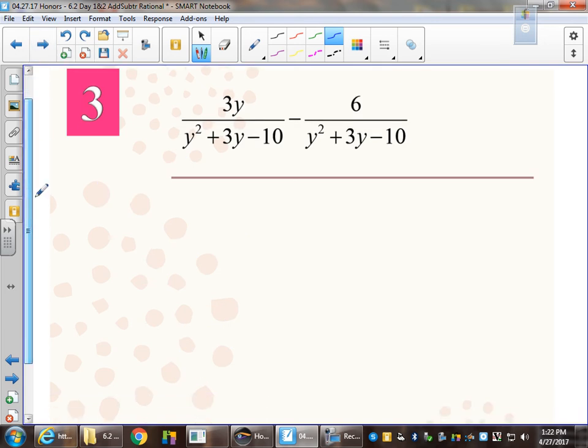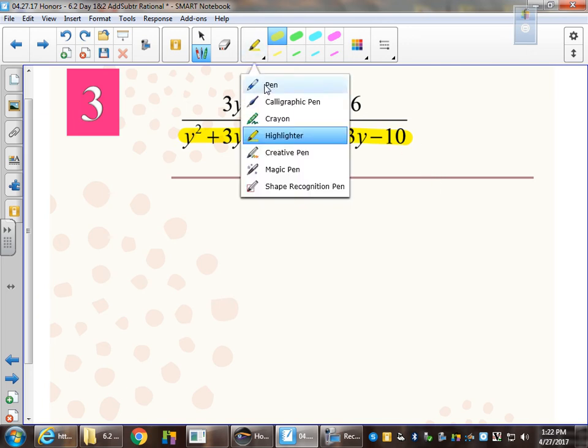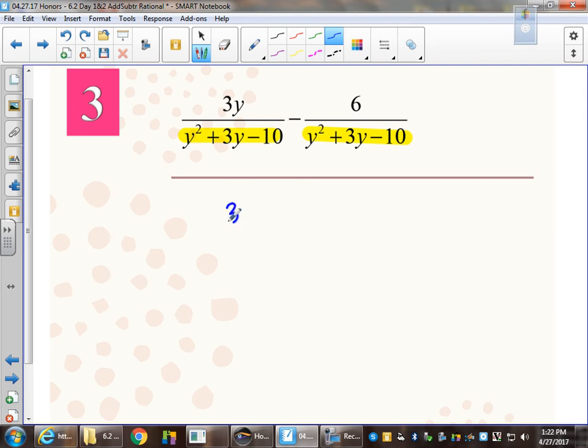Number 3. 3y divided by y squared plus 3y minus 10, minus 6 divided by y squared plus 3y minus 10. So before we go jumping around trying to find something, when I look, I already have common denominators. So that's really nice. That means straight away, we can add what's up top. That'll be 3y minus 6, and the denominator is y squared plus 3y minus 10.